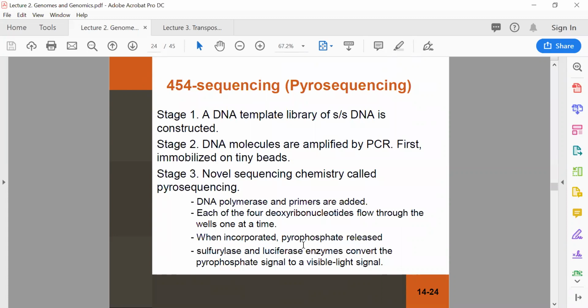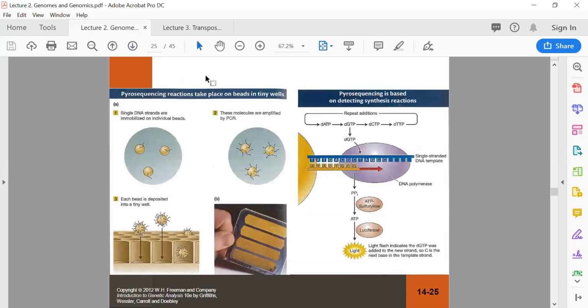Anyway, when the pyrophosphate is released, then 2 enzymes called sulfurylase and luciferase will convert that pyrophosphate signal to a visible light signal. That light signal is recorded, and that will tell you whether the next nucleotide in that sequence of DNA is an A, C, T, or G. So let's look at that illustrated, on the next slide here.